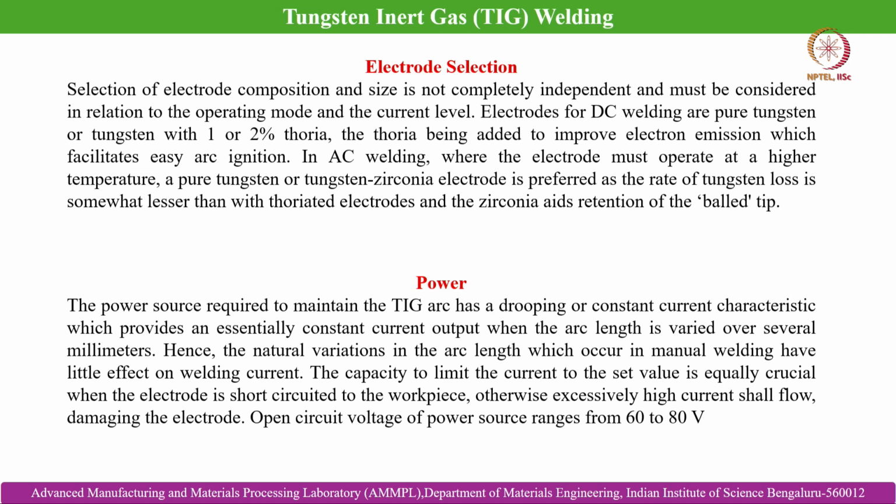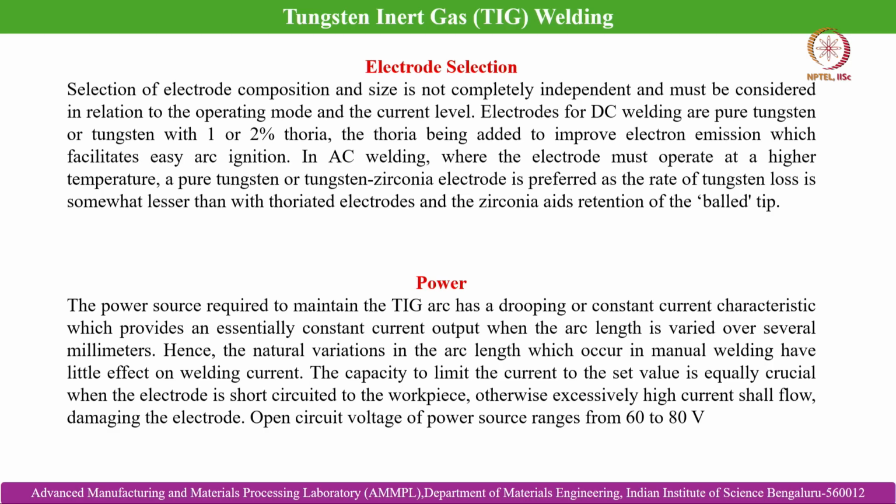So, electrodes for DC welding are pure tungsten or tungsten with 1 or 2% thoria. The thoria is added to improve electron emission, which facilitates easy arc ignition, otherwise to avoid any time delay. So, that is why the thoria coating is generally employed over tungsten electrode.